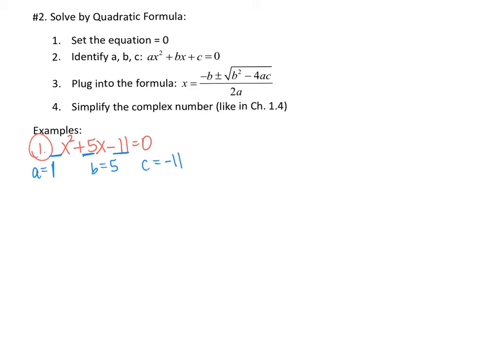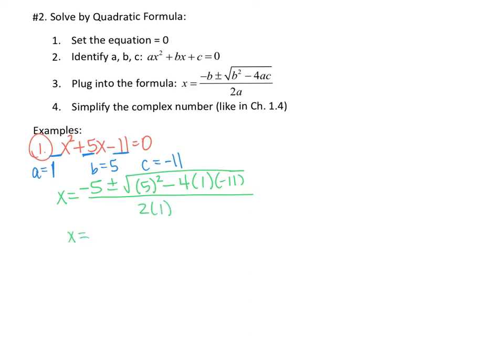So my formula is going to be the opposite of b. So I'm going to use a negative 5 this time, plus or minus the square root of b squared. I'm always going to put these in parentheses so that my calculator does not mess me up, because it will. Minus 4 times a times c, all over 2a.